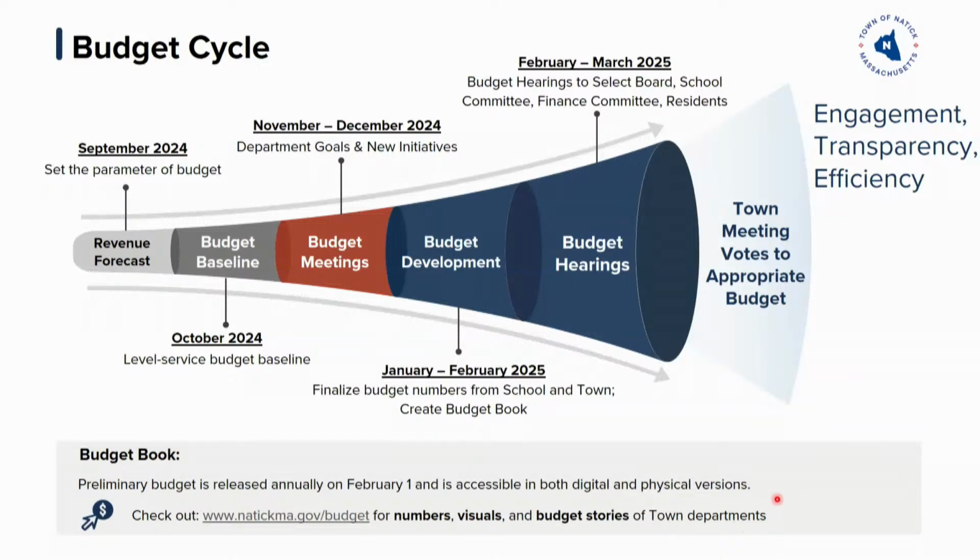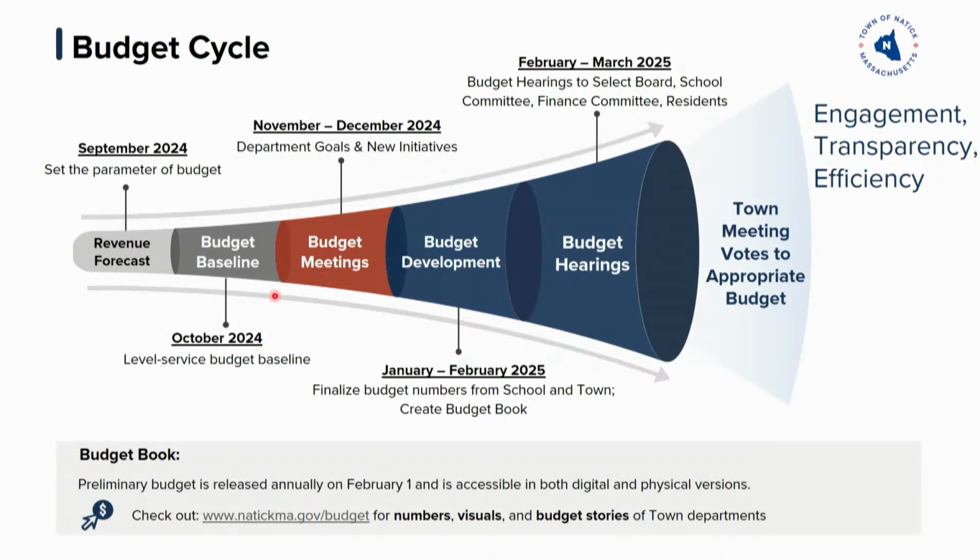So usually, as I mentioned previously with regards to the forecasting, we start the budget preparations in September, where with the revenue forecast, we set those general parameters for the budget. In October, which we're working on currently, we work on our level services budget baseline. Usually what we use is our previous year plus contractual increases or other additional expenses that the departments have identified to us in order to set our baseline for the budgets.